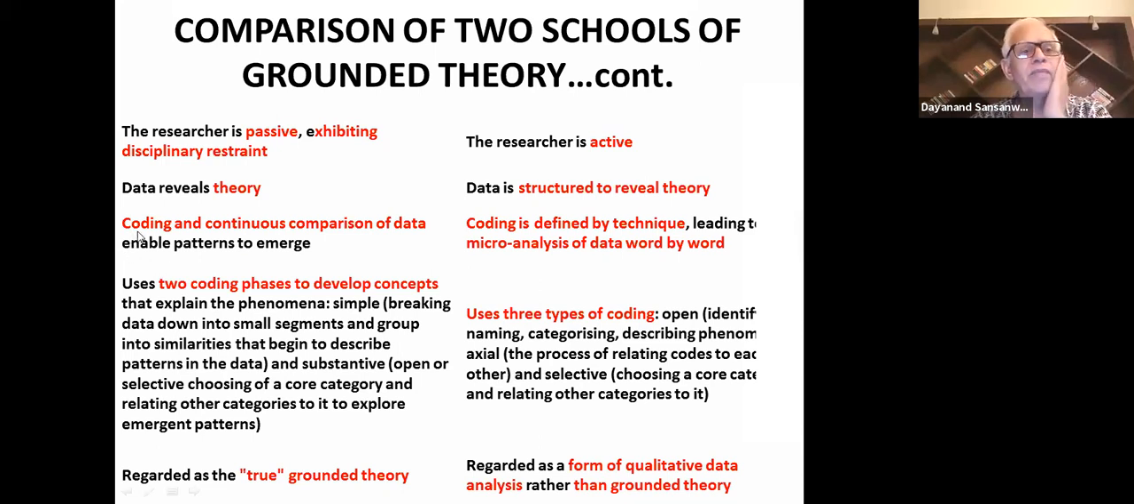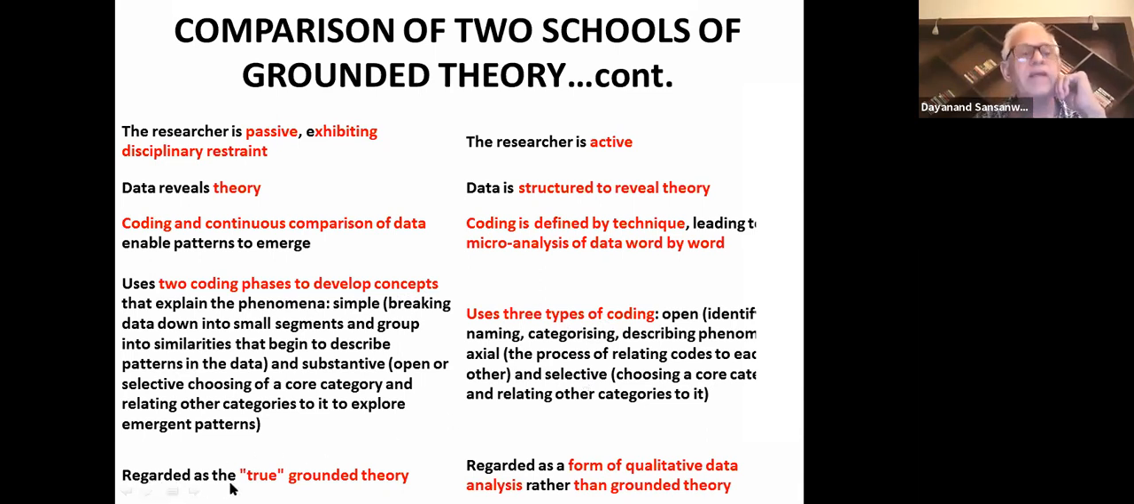In the Glaserian one, coding and continuous comparison of data enables the pattern to emerge, and you keep on doing both things simultaneously. Here, coding is defined by technique leading to the micro analysis of the data word by word. Then the Glaserian one uses two coding phases to develop the concept, and the Corbin one uses three types, that is open, axial, and the selective one, which I have told you.